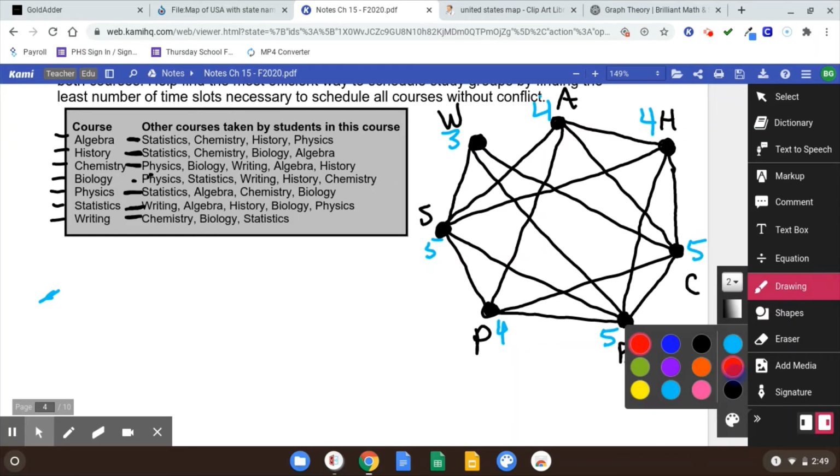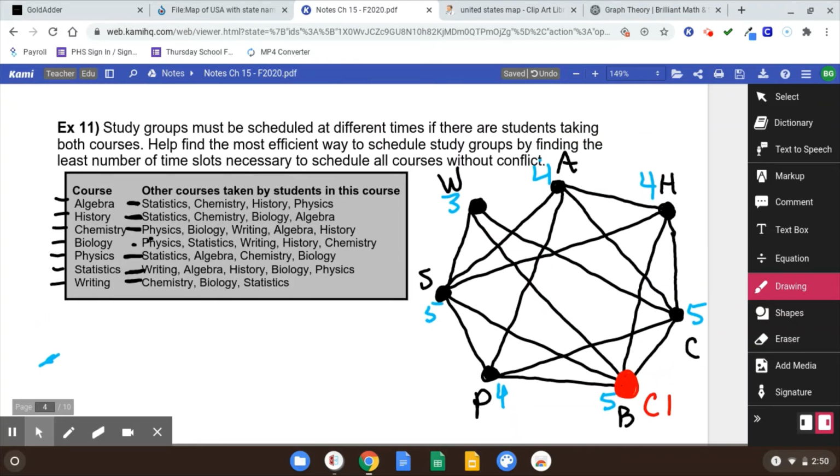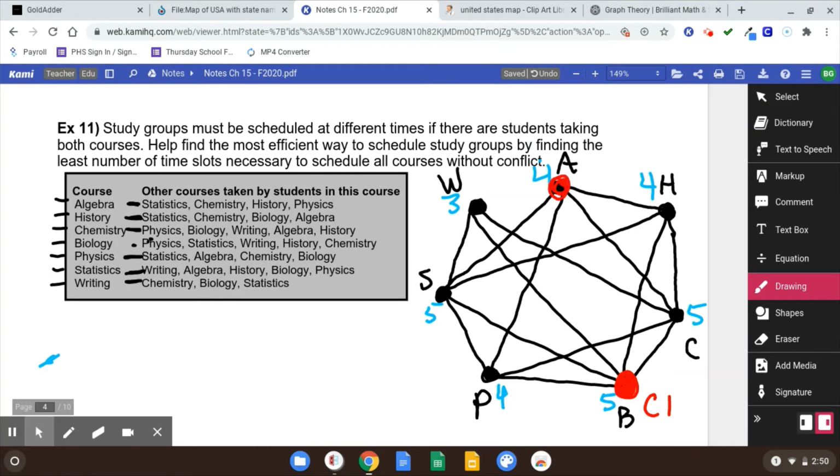So what we do, okay, I'm going to call this one color 1. And I look for things basically that aren't connected, okay? So you wouldn't color any one of the vertices that are attached to color 1. So that pretty much leaves algebra. So I'm going to color, quote unquote, algebra.